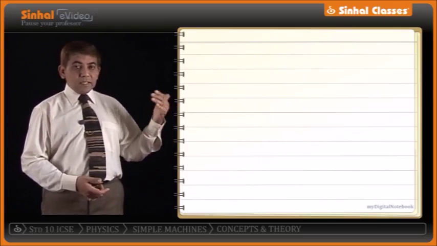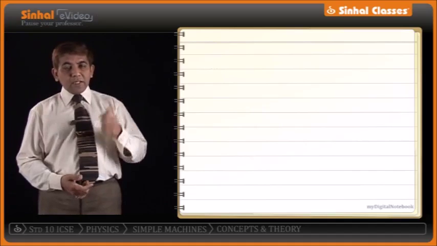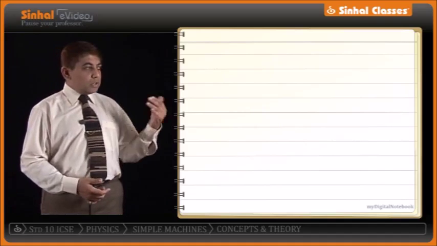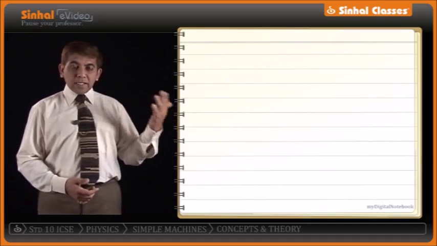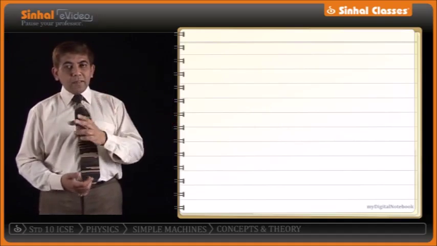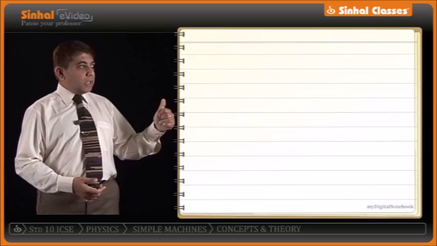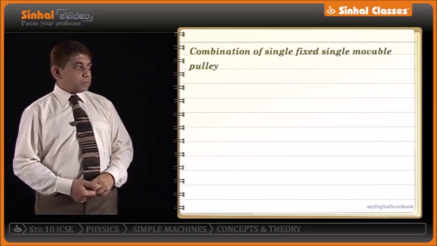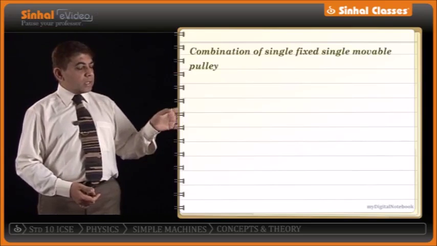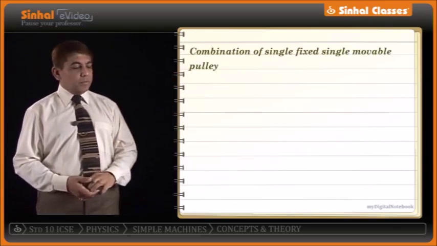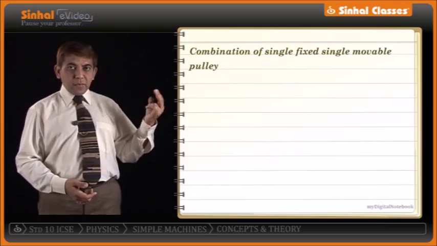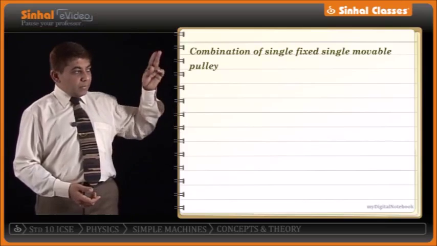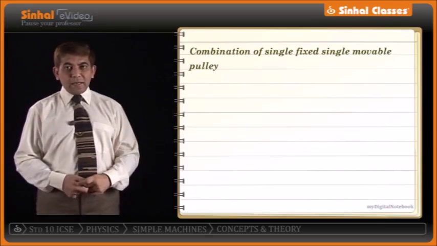But as I said, it is inconvenient to use it because of the direction in which we are applying the effort. So we use this in combination with a single fixed pulley to get the third type of pulley, that is a combination of single fixed, single movable. In this case, we do get the mechanical advantage too. At the same time, we are getting the convenience in direction.